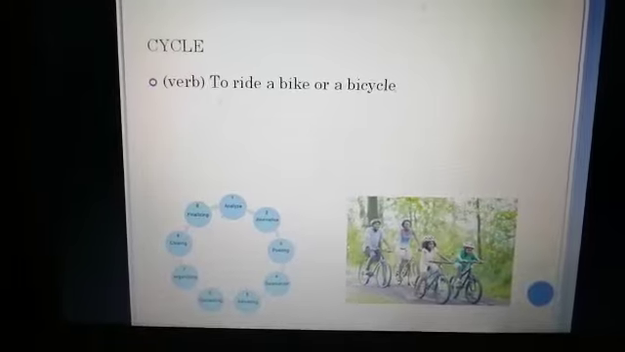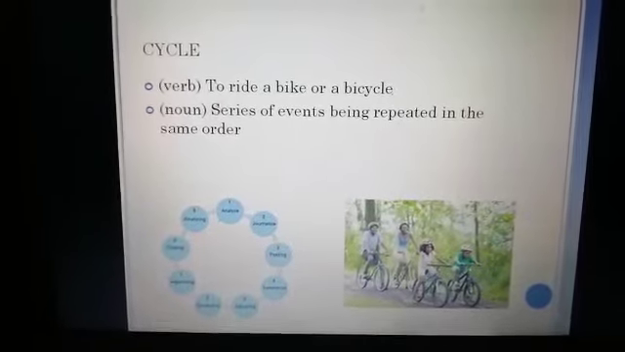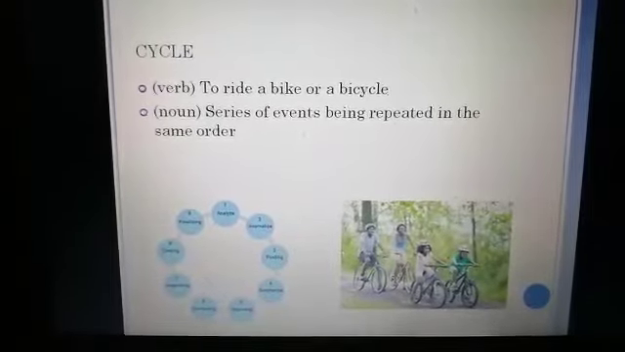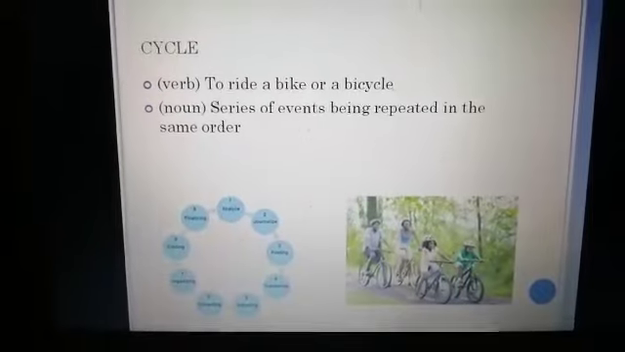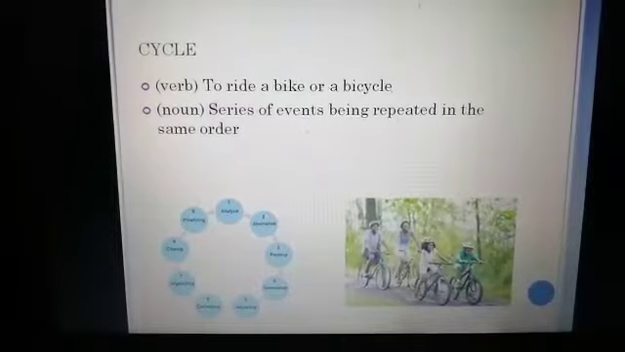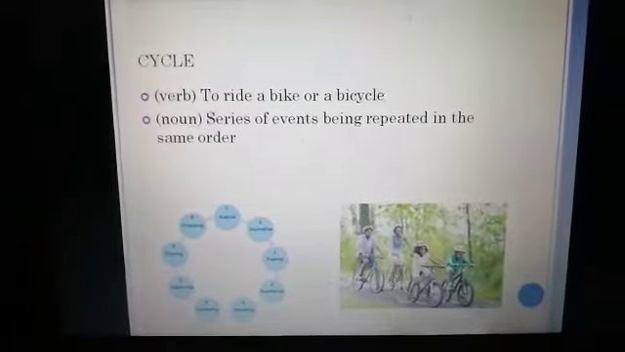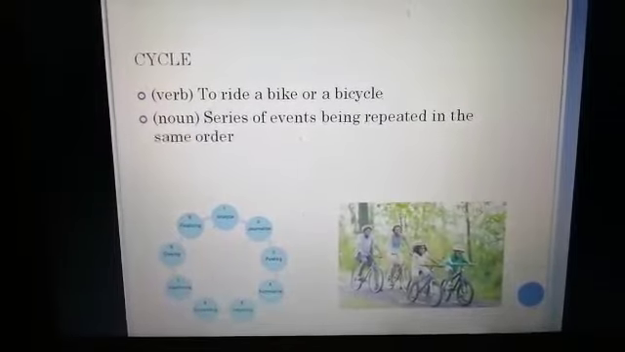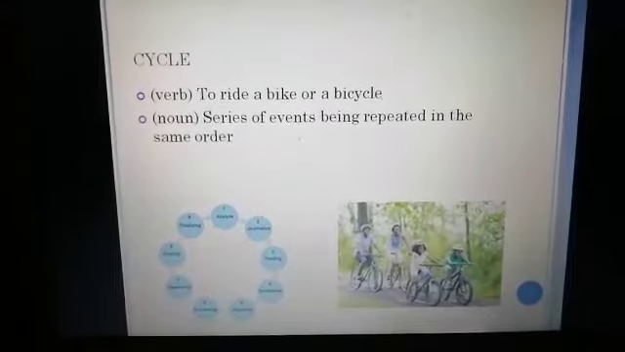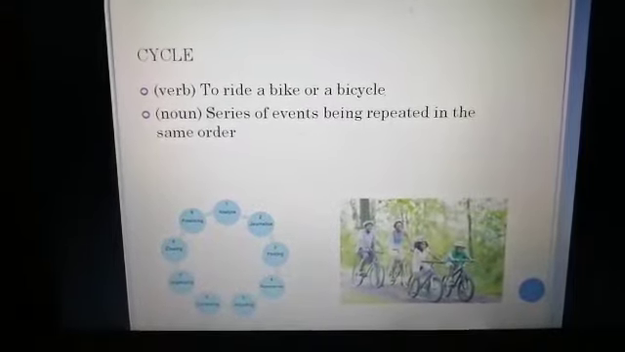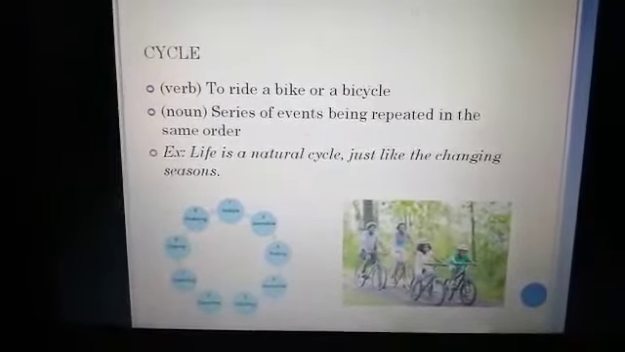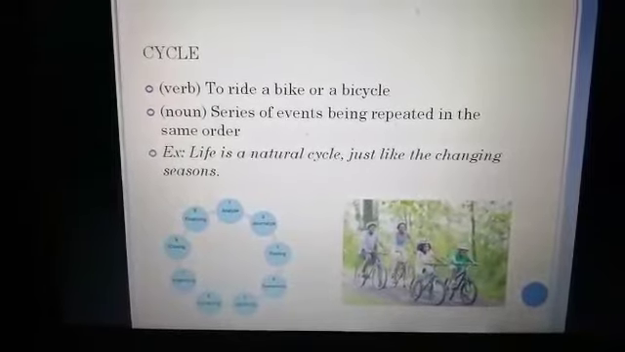Okay, the word cycle has two meanings. If it's a verb, it means to ride a bike or a bicycle, as you can see in the picture on the right. If it's a noun, it means a series of events being repeated in the same order. So we have two meanings for the word cycle. For example, life is a natural cycle, just like the changing seasons.